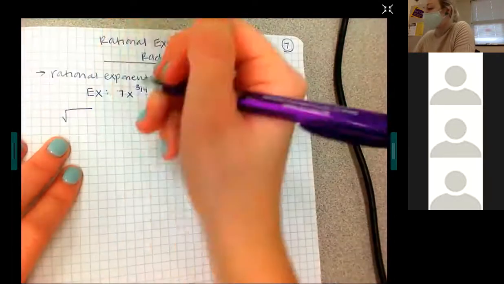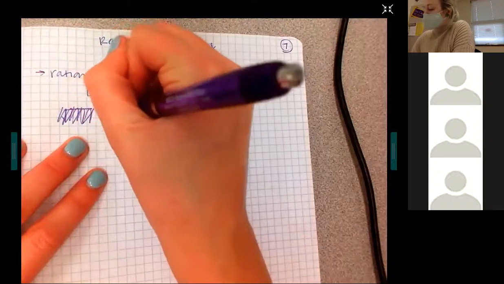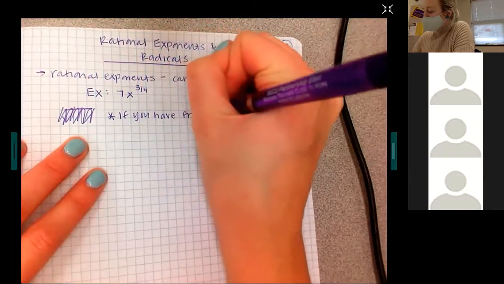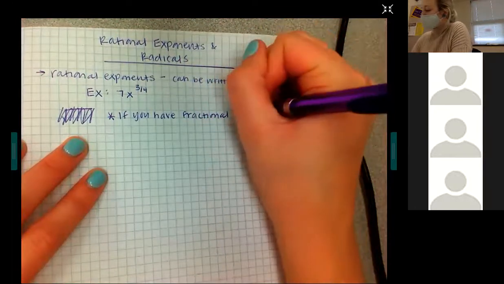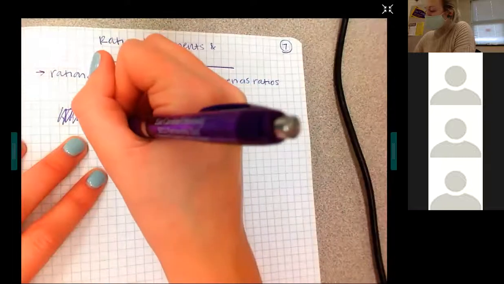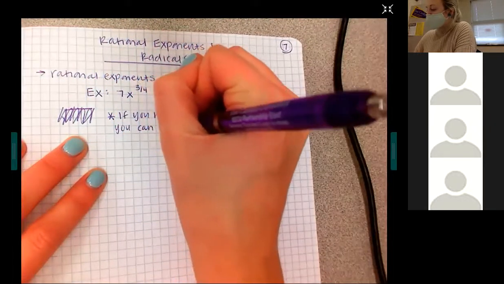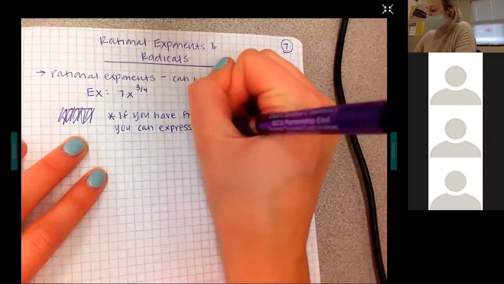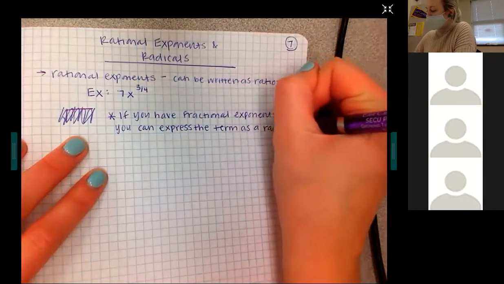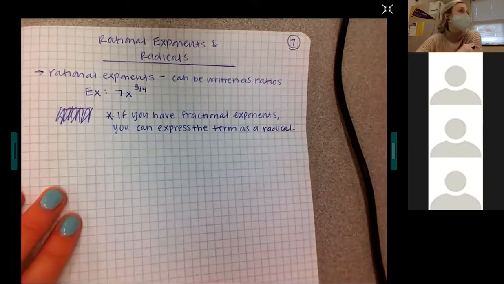Okay, so let's write that down. I'm just going to scribble through that. You didn't need that. If you have fractional exponents, not whole numbers, just fractions, you can express the term as a radical. So I know I didn't write it, but we've already said it. We do not leave exponents as fractions.